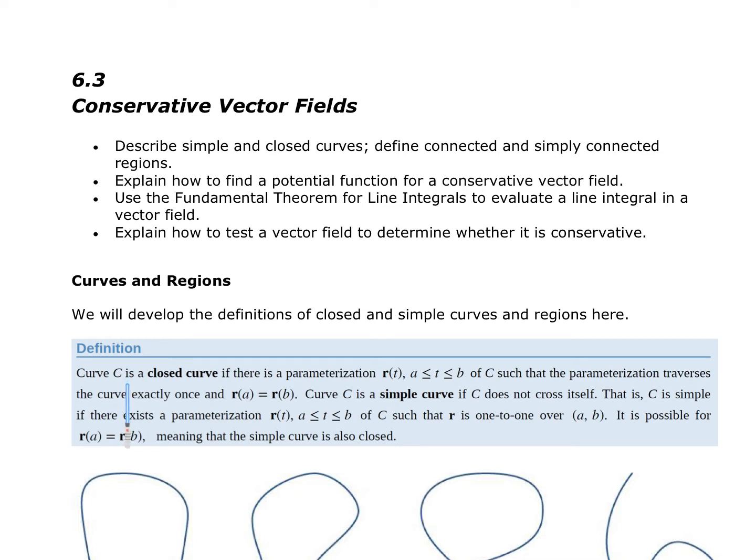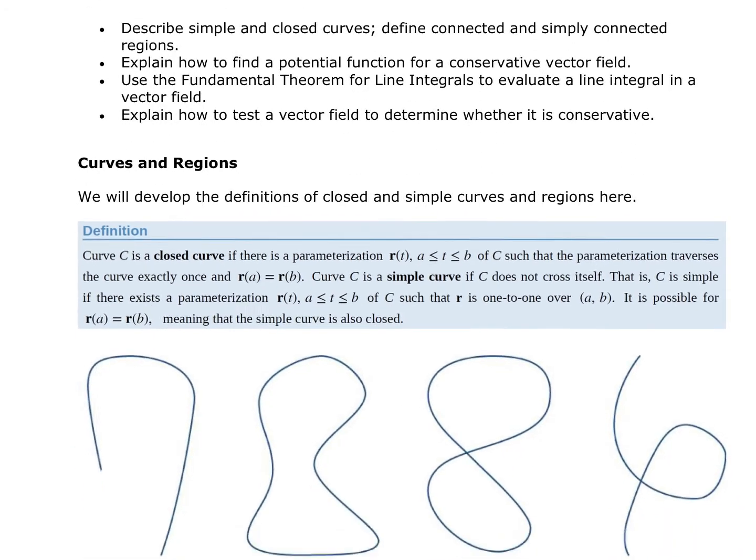A curve C is closed if there is a parameterization r of t, where t runs between a and b inclusive, such that the parameterization traverses the curve exactly once, and r of a is equal to r of b. The curve C is a simple curve if it doesn't cross itself. That is, C is simple if there exists a parameterization r of t from a to b such that r is 1 to 1 over a to b, not inclusive, and it is possible for r of a to equal r of b, meaning that it is simple and closed.